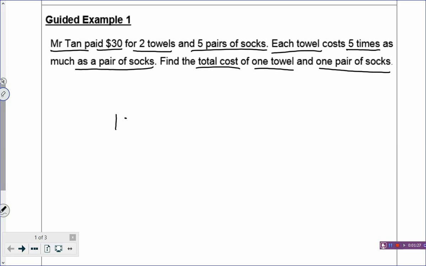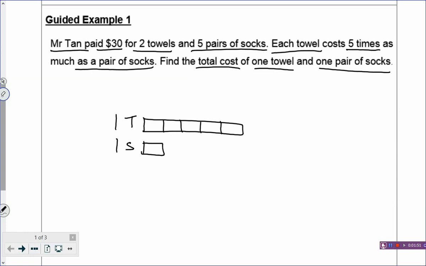So let's draw towel and leave some space on top because you have to build upwards later on. Alright, so 1 towel and you cut into 5 boxes, which is 5 equal units. And 1 pair of socks will be 1 time. Okay, 1 time, so there will be 1 box. Okay, now don't put any units inside yet until you have finished your drawing.